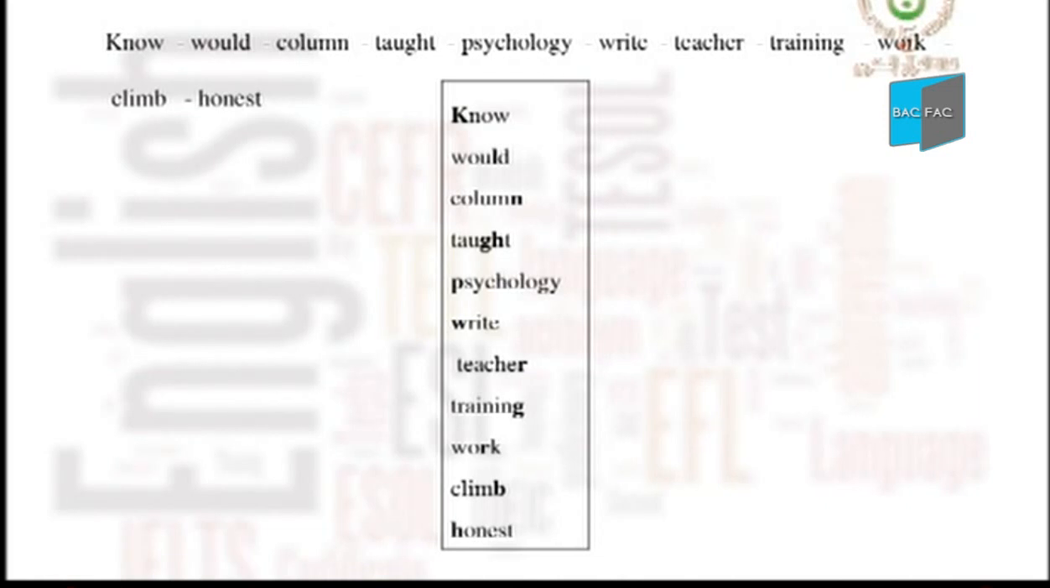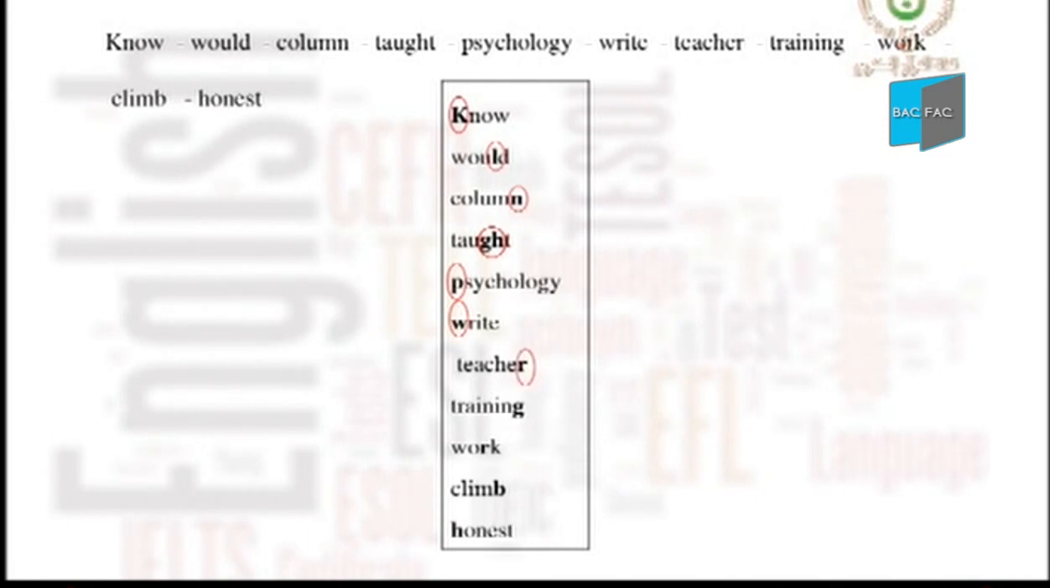Let's correct now. This time I'm going to read them. "Know." Yes, the K is silent. "Would." The L is silent. "Column." The final N is silent. "Taught." This time, the GH are silent. Next word, "psychology." The P is silent. "Write." The W is silent. "Teacher." The R is silent.